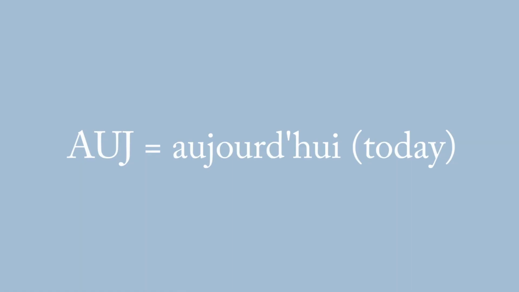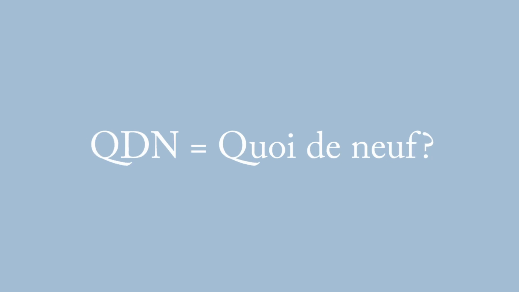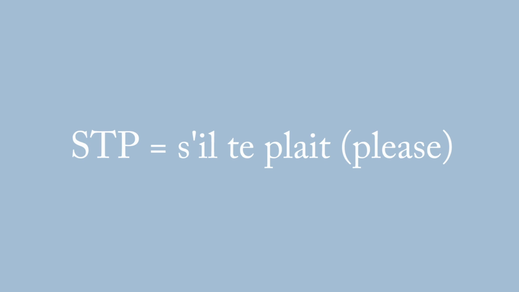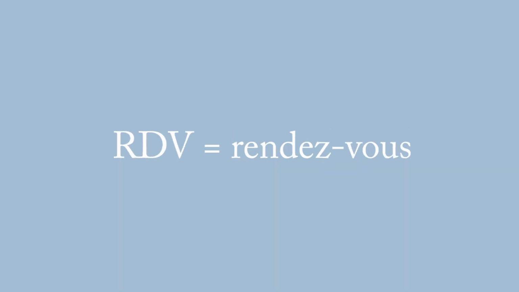Aujourd'hui is a really long word. It's got an apostrophe and a lot of letters, so instead of writing it out, you can just write AUJ, like aujourd'hui, today. TJS, toujours, always. QDN stands for quoi de neuf, what's new, what's up. PK is pourquoi, why. STP, s'il te plaît, is the informal version of please. DSL is désolé, sorry. RDV is rendez-vous, which we sometimes use in English too. It's like a meetup, a catch-up.